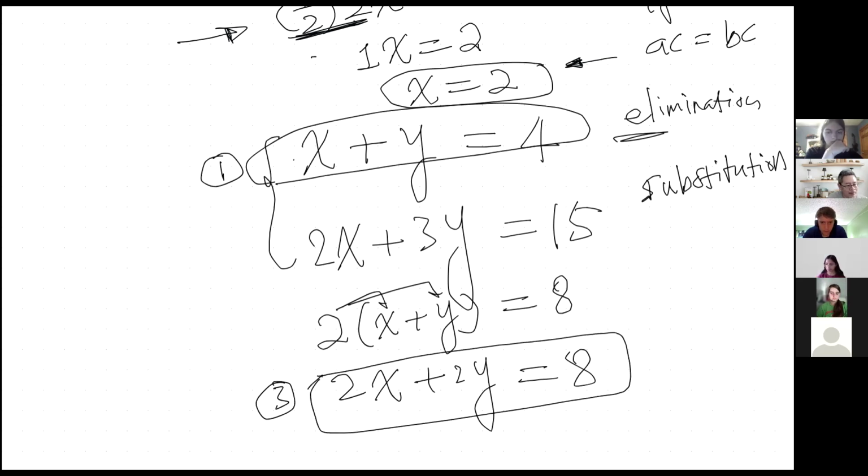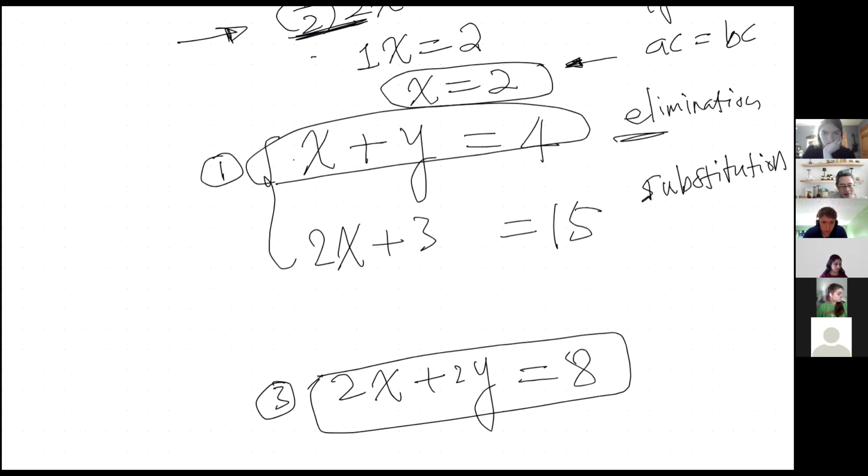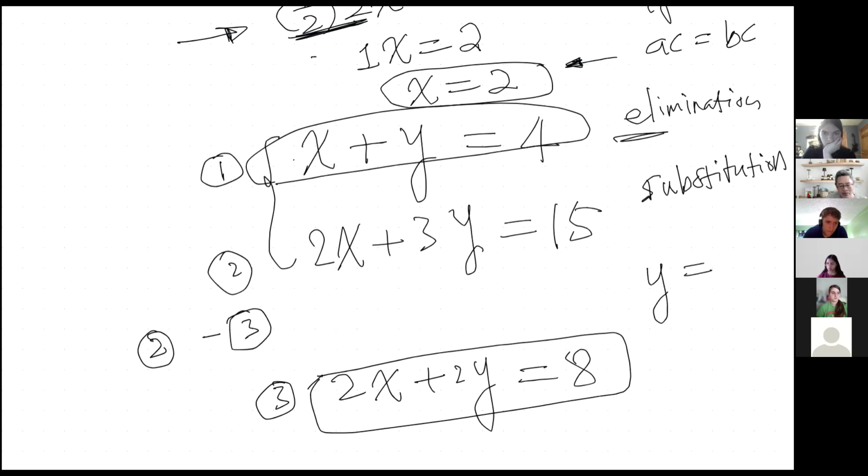Okay, now we have that. Then we can see we can get rid of y. Oh, sorry, x. So what we're going to do is use equation 2 minus equation 3. And 2x minus 2x is just 0x. 3y minus 2y, we get y. Then on this side, 15 minus 8, we get 7. So that's how we find y.